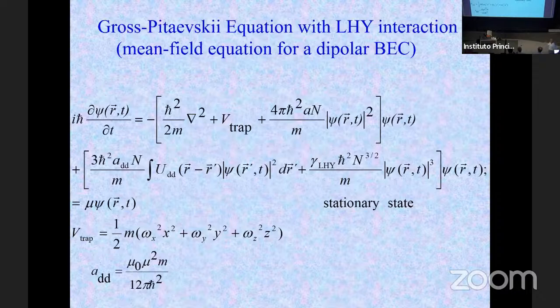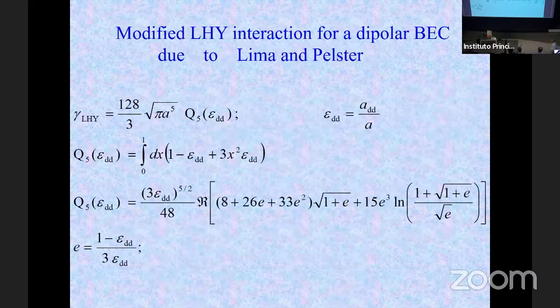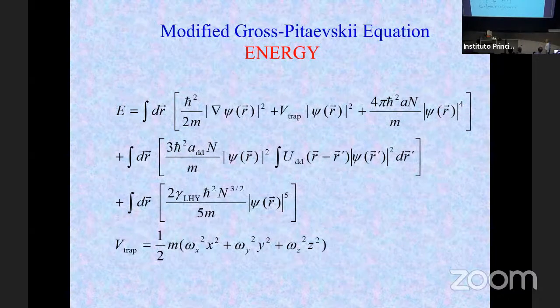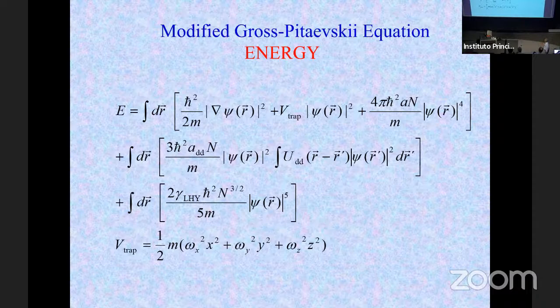Once we make this model, it becomes different from experiment and reality. So whatever you will see after this is a result of this model calculation. And this is the energy of that system for that model.